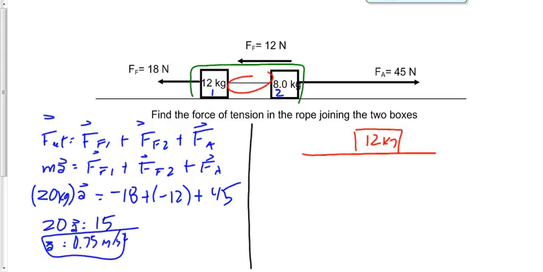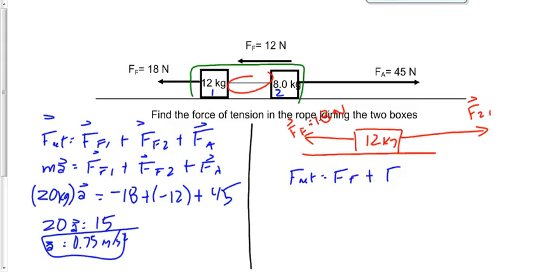The 12 kilogram object has a force of friction acting backwards of 18. And the only other force acting on it, besides the normal force and gravity that cancel, is going to be the force of tension in the rope. We're going to call it F21. We're going to say F net now is equal to FF plus F21. Only the forces acting on that one object. MA is equal to FF plus F21.